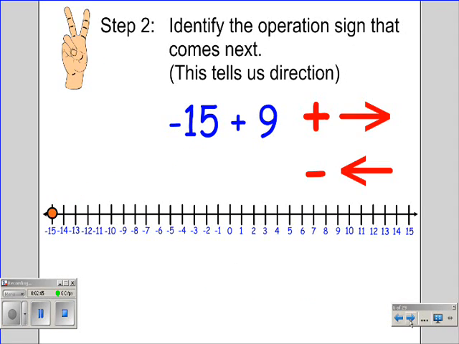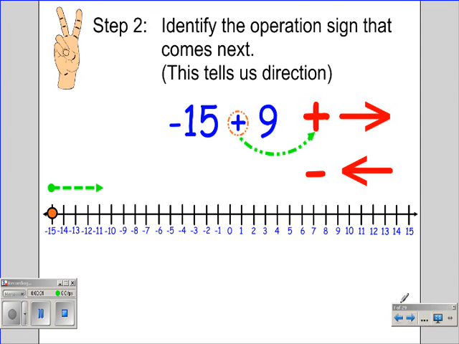Step number 2 is to identify the operation sign that comes next. I'm looking at the symbol that comes next. It's going to tell us the direction. We're going to be moving up and down our number line, and we use that symbol to think about it as right. Positive means that we're moving to the right, so a plus sign means to the right, and a negative sign or the minus symbol means that we're moving to the left.